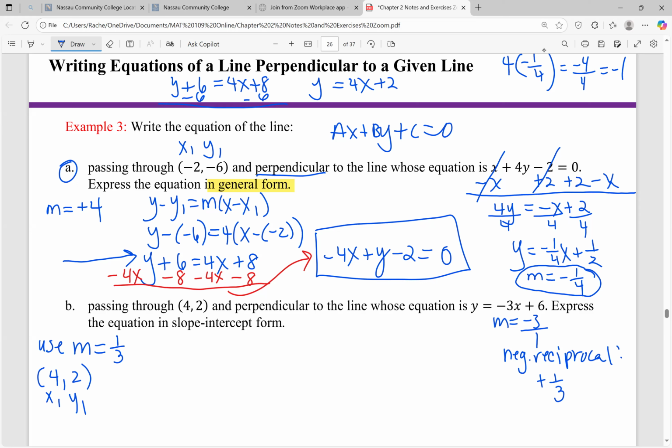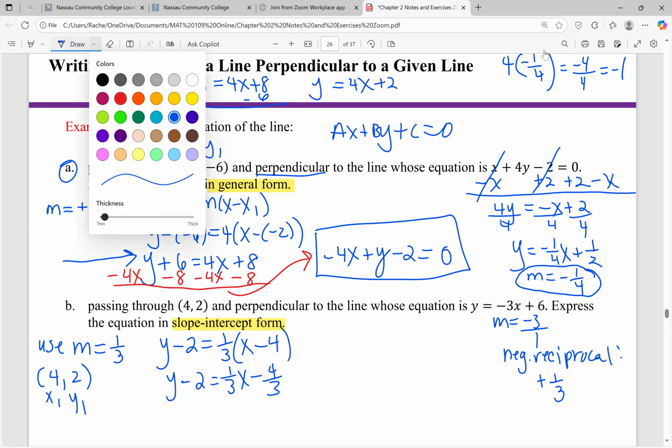So let's plug in to our point slope form of a line. So we're going to have y minus y1, which is 2, is equal to m, which is going to be 1/3, times x minus x1, which is 4. So we're going to have y minus 2 equals 1/3 x minus 1/3 times 4 is 4/3. Now we want to get our answer into slope-intercept form. So let's solve for y. So we just need to add 2 to both sides.